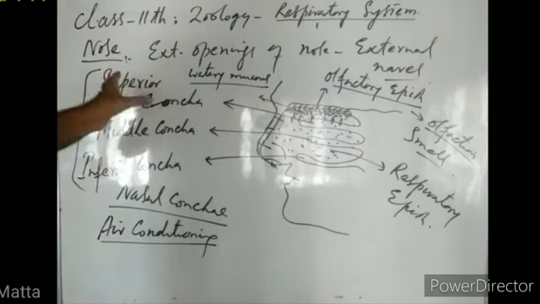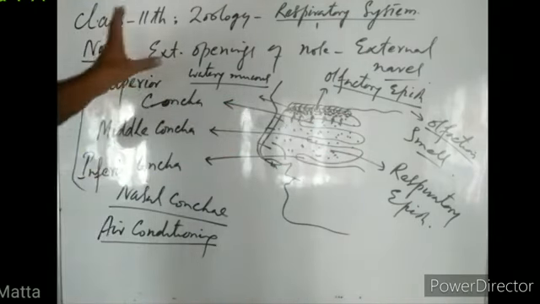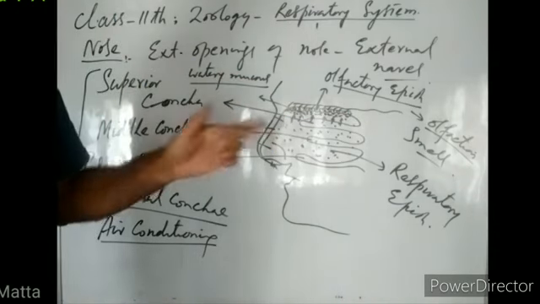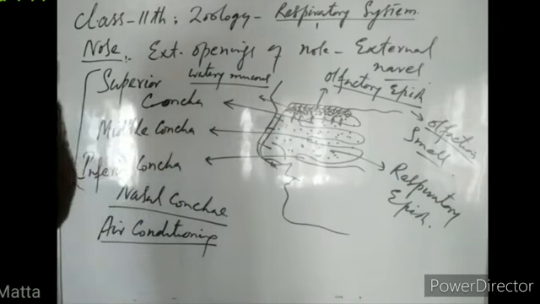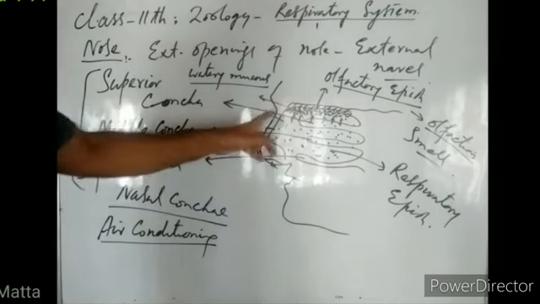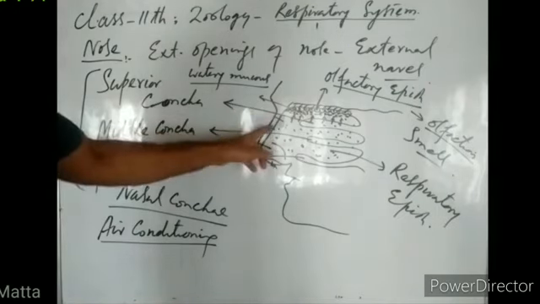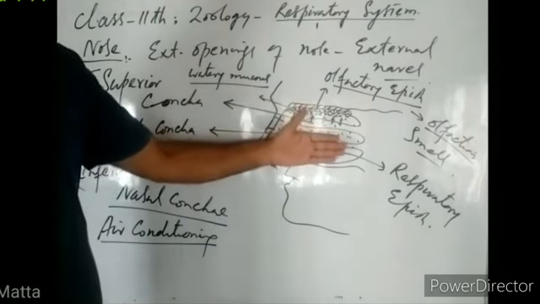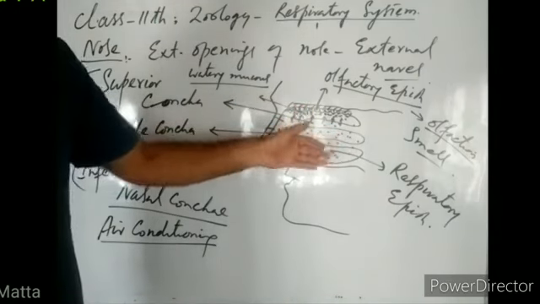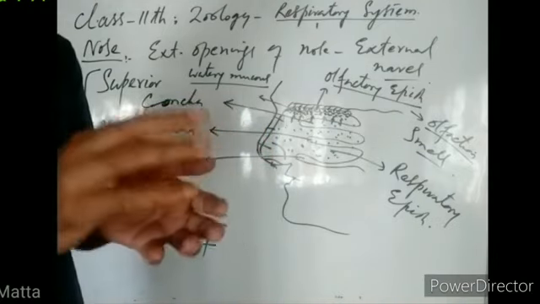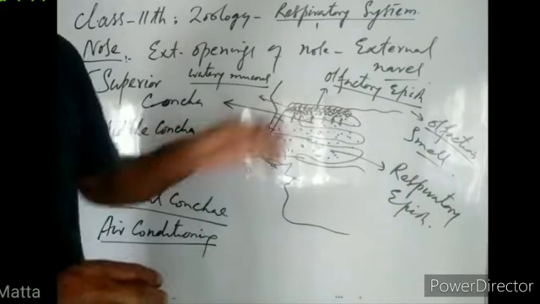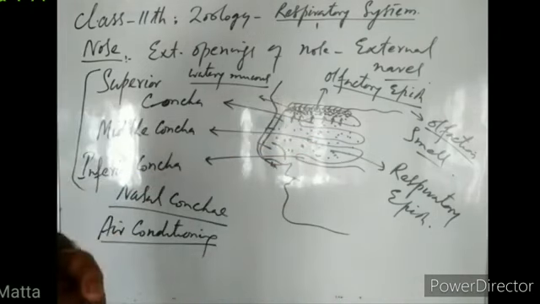So our respiratory tract starts from the nose. Now you know the nose has two openings, right nostril and left nostril. The right nostril opens into the right nasal chamber, the left nostril opens into the left nasal chamber. Two nasal chambers are separated from each other by a nasal septum, right? The nasal chambers are hollow cavities, and they are lined by two types of epithelium.